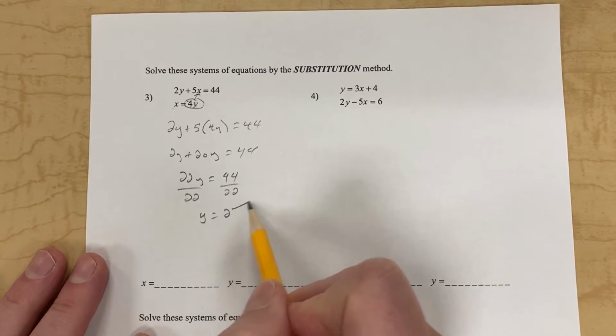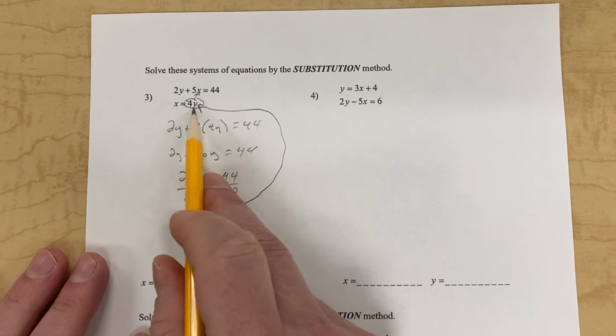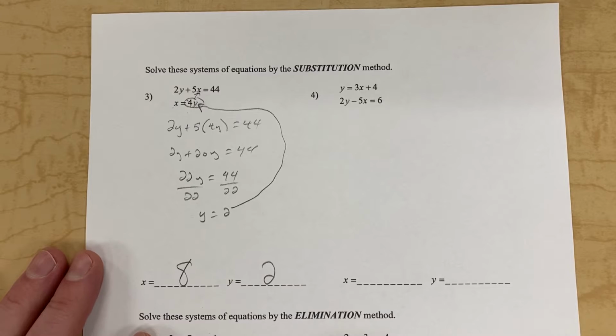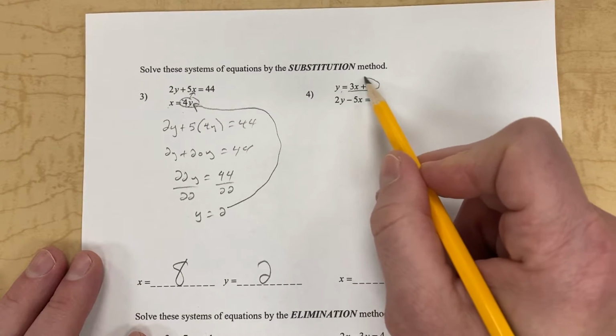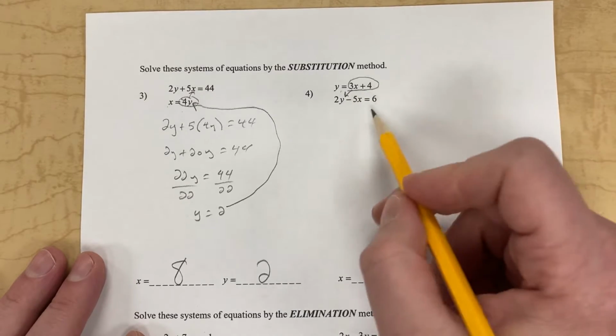Now we're going to take that 2, put it right back in for y. So x is 4 times y. 4 times 2 would give us 8. For number 4, find the variable that's by itself. Take what it's equal to, sub it in for that in the other equation. So I'm going to put that right there.